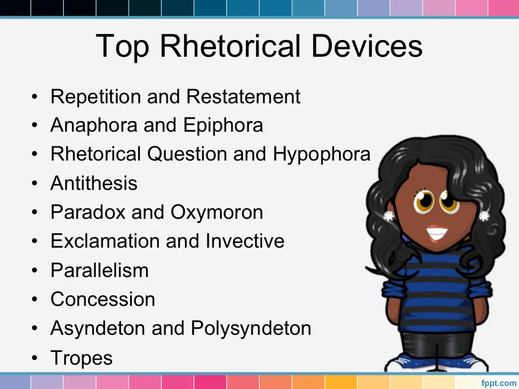Next, we're going to look at exclamation and invective. Both of these are obviously involving things that are exclaimed or things that have some type of emotion behind them. But what exactly is an invective, and how is it different from an exclamation? We're going to look at that too. Next, we're going to review parallelism, concession, and then we're going to move on to two that might be kind of new for you. I've put these two together because they're also very alike. We're looking at asyndeton and polysyndeton.